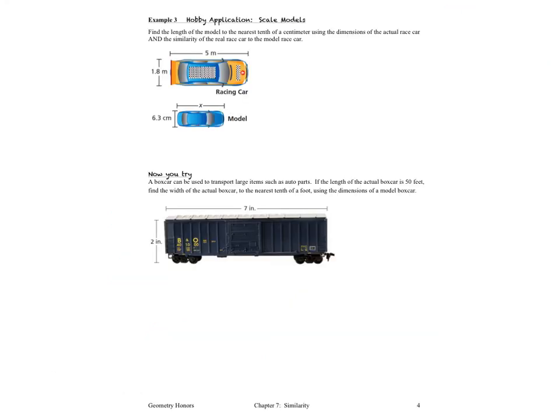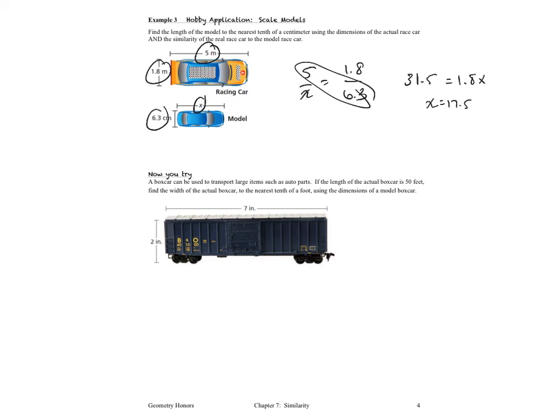In example 3, we can write a proportion. So 5 over x is equal to 1.8 over 6.3. Cross multiply and solve. I got x equals 17.5 for that. So 17.5 meters.